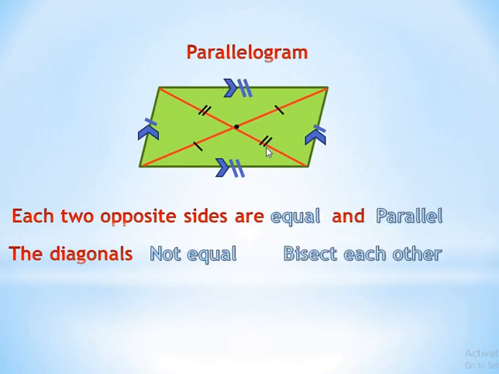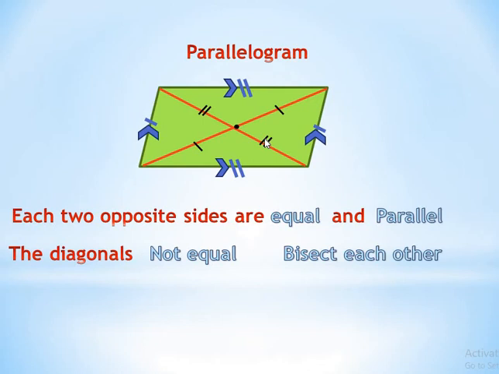But what? Bisect each other. What's the meaning of bisect each other? Bisect each other means divide each diagonal into 2 equal parts. This part equals this part, and this part equals this part. But the diagonals are not equal.